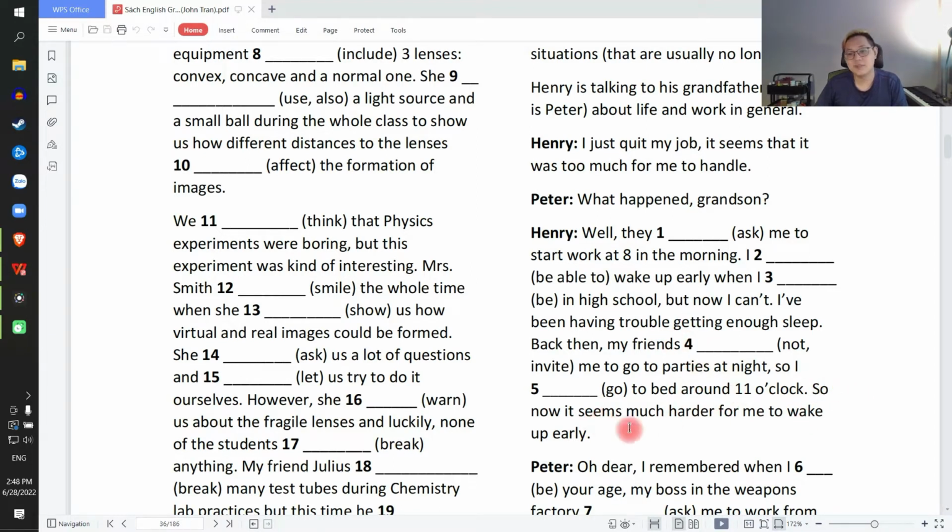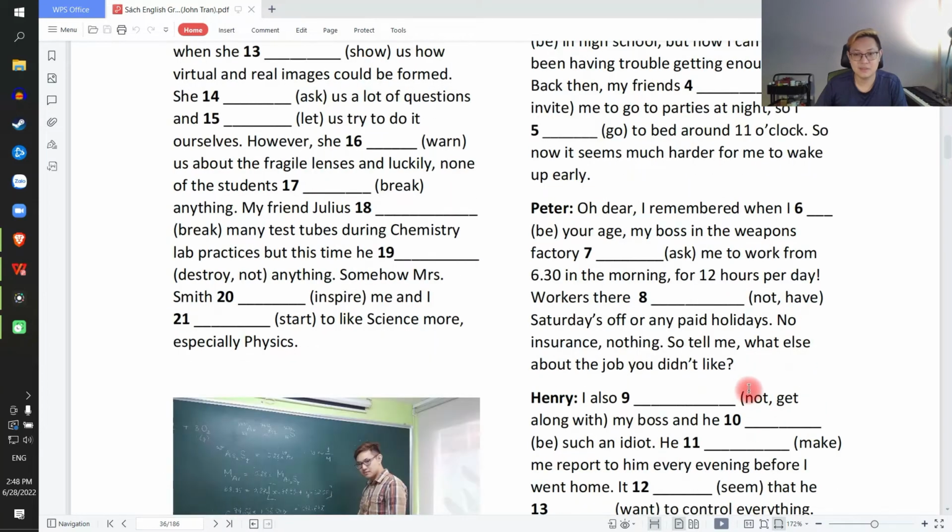So now it seems much harder for me to wake up early. Cho nên bây giờ nó có vẻ dường như khó khăn hơn cho con rất nhiều để mà dậy sớm. And Peter said, oh dear, con yêu, cháu yêu. I remembered when I was your age. My boss in the weapons factory asked me, or used to ask me, to work from 6:30 in the morning for 12 hours every day.